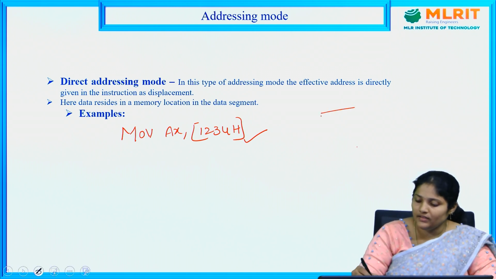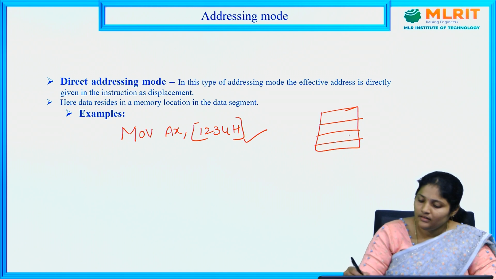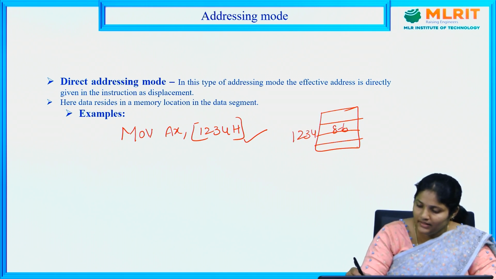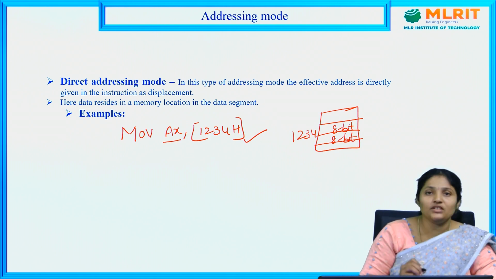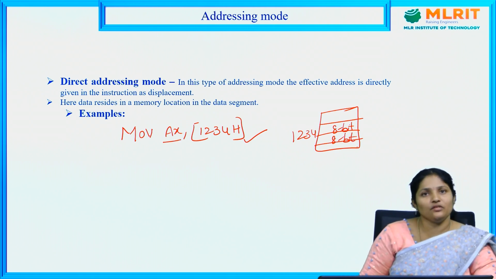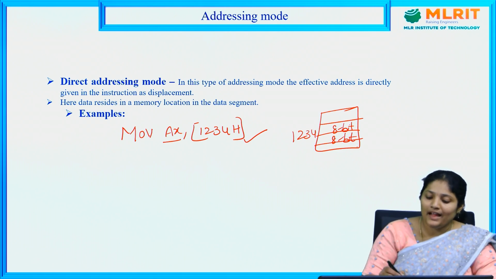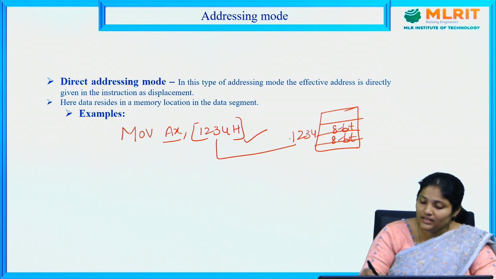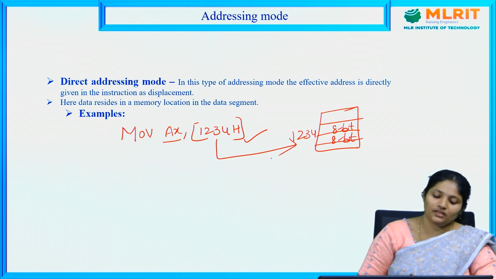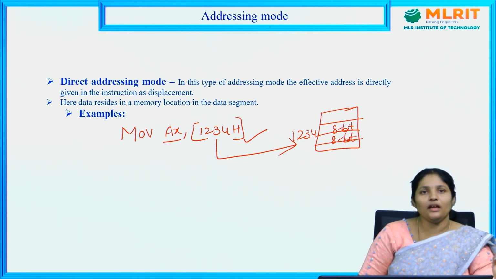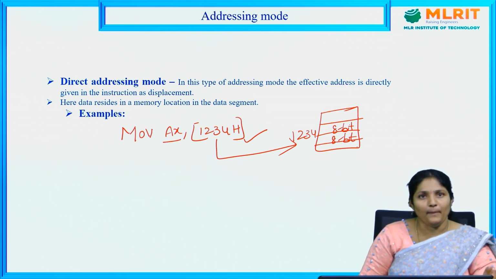Let us consider this is the memory, and in this particular memory location 1, 2, 3, 4, there should be 8-bit data and the parallel 8-bit data. So here I was mentioning the register AX, which is of 16-bit data. The data present in this particular address location will be moved to the AX register. Here we are mentioning the address directly, so it is nothing but the direct addressing mode. Here the data will always reside in the memory locations.